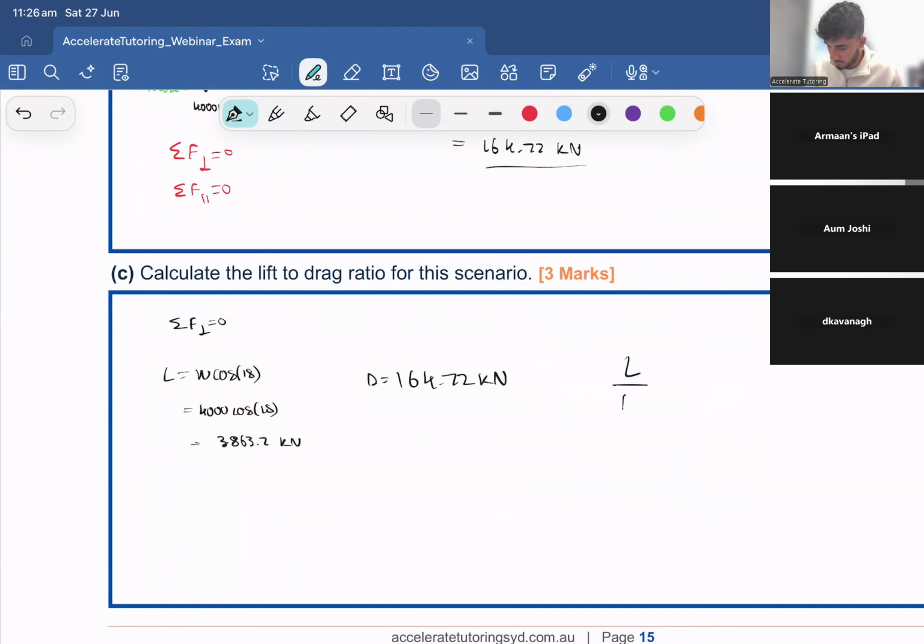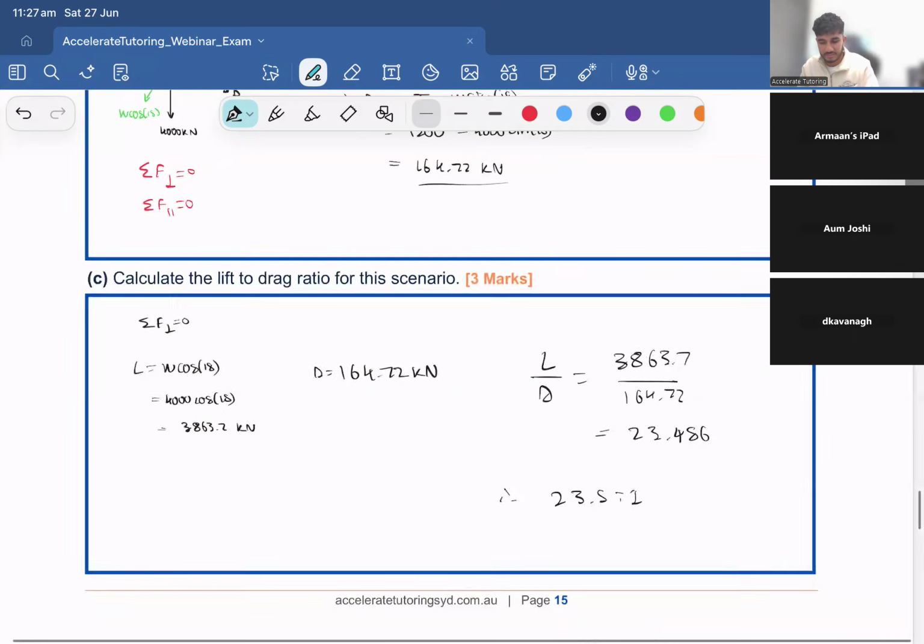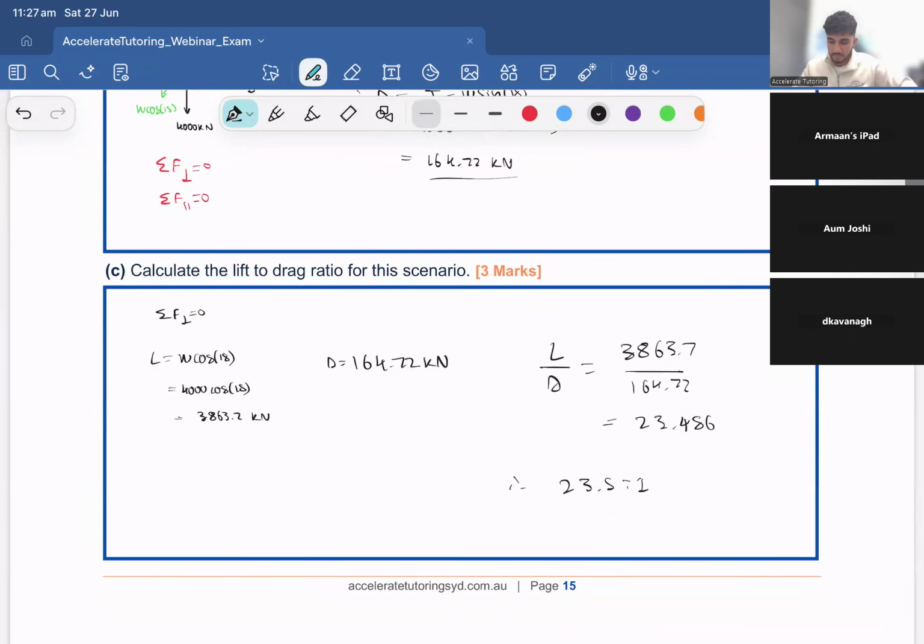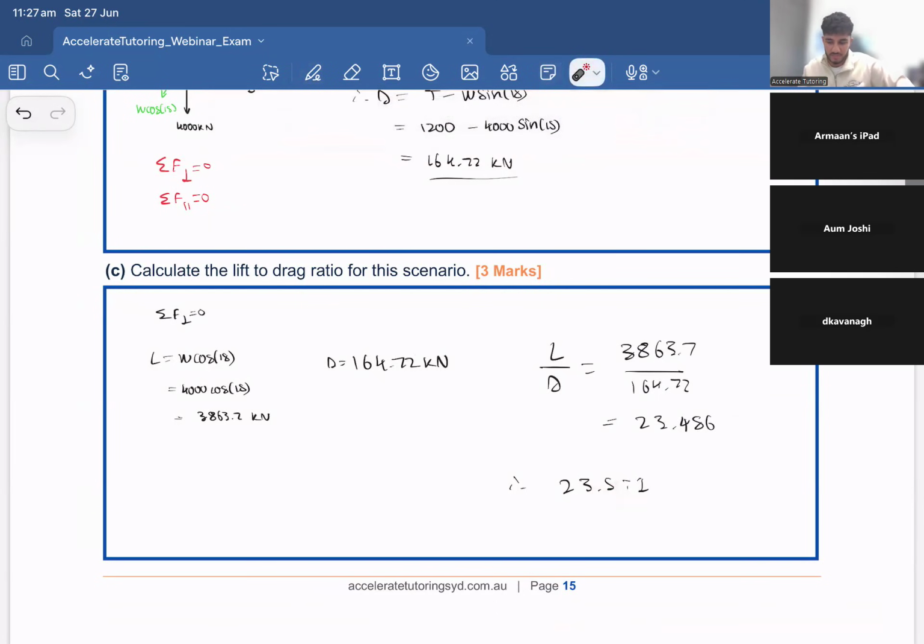Now we can find lift over drag, which is just 3863.7 over 164.72. That gives us 23.46, or 23.5, depending on what the question is asking, to 1. Either's fine, but 23.5 to 1, that's our lift to drag ratio. You can leave it as this, or you can write it in this way. Either's completely fine. They're not too fixated on one or the other.